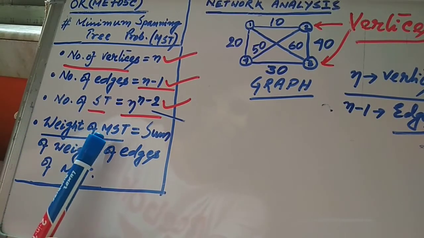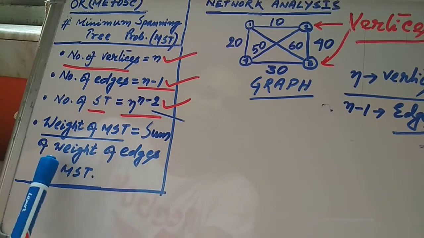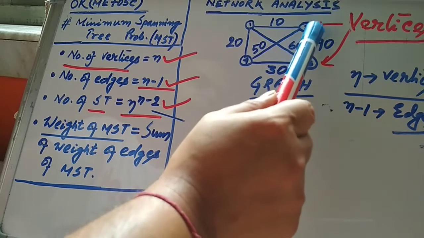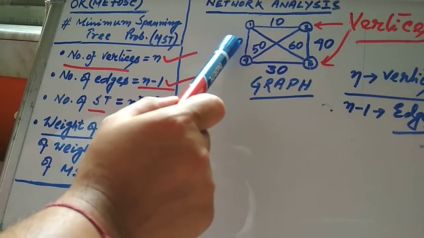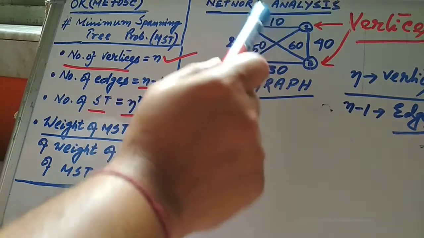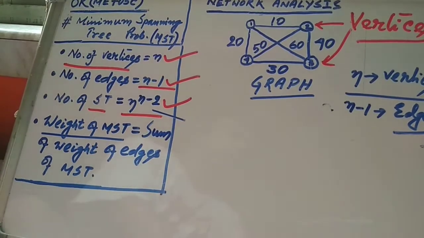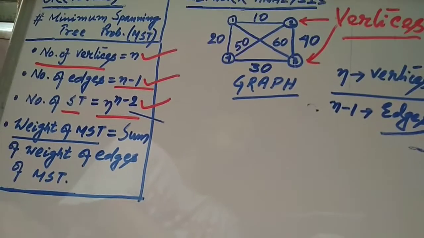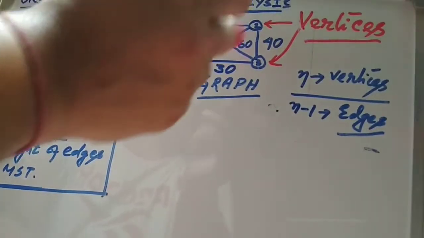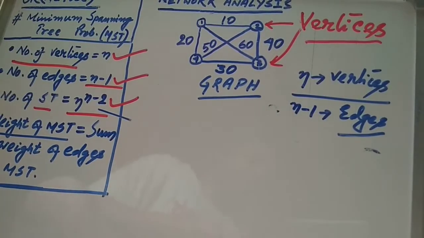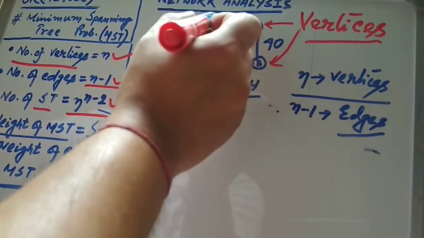Next, for finding the minimum spanning tree, you have to calculate the weights. Weight of the MST, the minimum spanning tree, should be the sum of the weights of the edges of the MST. Edges means these ones, these ones, these ones. So edges represent the particular weights. Okay. These are the weights. So for this particular network, if you are going to draw a spanning tree, you have to take the minimum weights and make the spanning tree. Let us make the minimum spanning tree for this particular network.